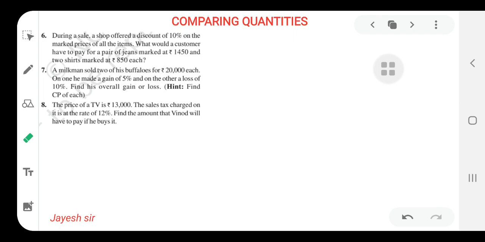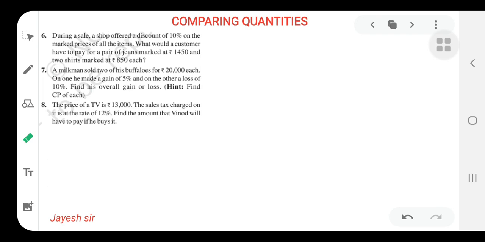During a sale, a shop offered a discount of 10% on the marked prices of all the items. What would a customer have to pay for a pair of jeans marked at 1450 and two shirts marked at 850? I am going to a shop and purchasing one jeans and two shirts. So the shopkeeper is offering a discount of 10%. At the time of billing, he will give me a discount of 10%. He won't give me the discount individually.